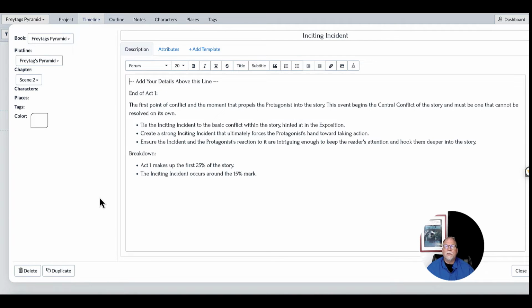The inciting incident, as we mentioned before, is a modern addition to the 5-act structure Freytag originally developed. Rather than an act, however, this is a point of conflict. This is the moment that propels the protagonist into the story. The inciting incident is something that cannot be resolved on its own, and it forces the protagonist to take action, even though often in Freytag's pyramid type stories, that action is forced as a result of a decision that the main character makes themselves.